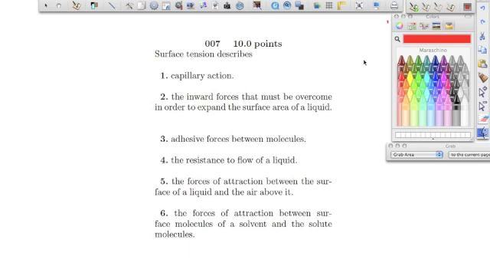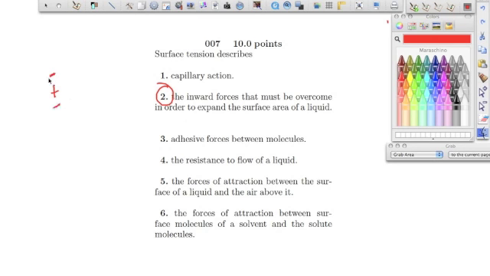All right, moving on to number 7. It says the surface tension describes, and basically it wants the definition of surface tension. The correct answer would be number 2: it is the inward force that must be overcome in order to expand the surface area of a liquid. Basically, let's think of water molecules. Because water is polar, we have a positive end and a negative end.